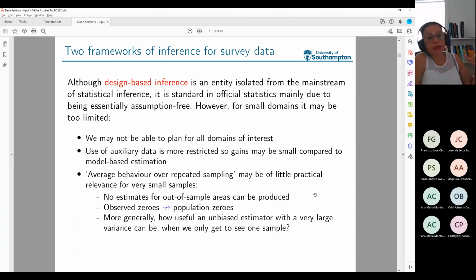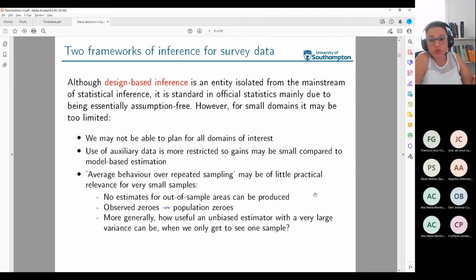The first one is, I mentioned that whenever you want to do estimation for small domains, let's say municipalities or even lower, the first thing you have to do is plan for that. And that sounds good, but it's not always possible. For example, it's not always possible because it is too expensive, because you cannot really afford to go to all municipalities in a given country. Here in the UK, you have estimates at the level of postcode sometimes.